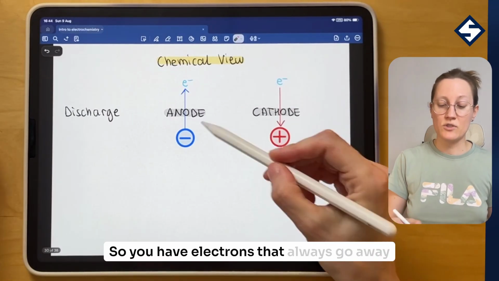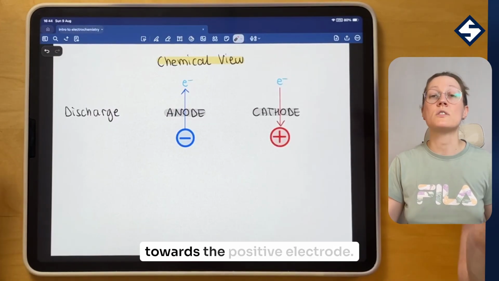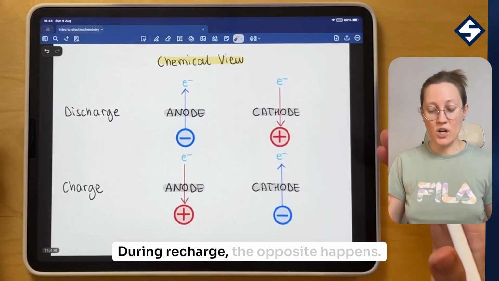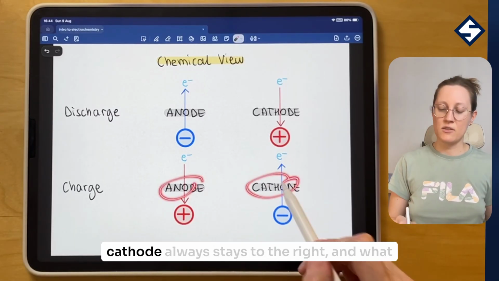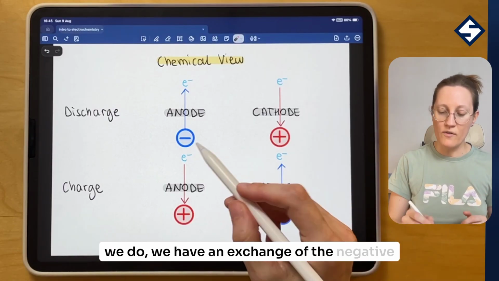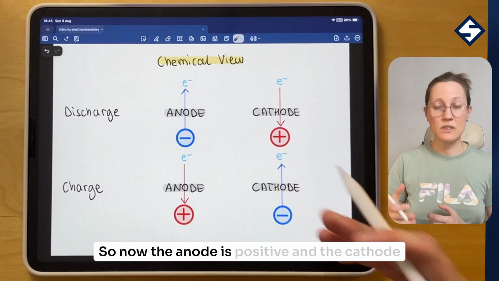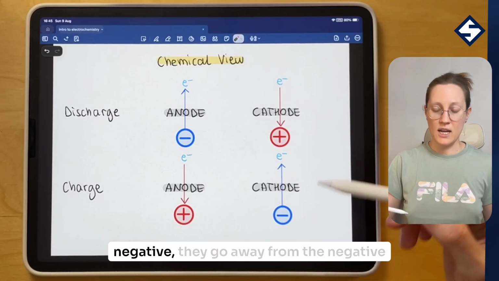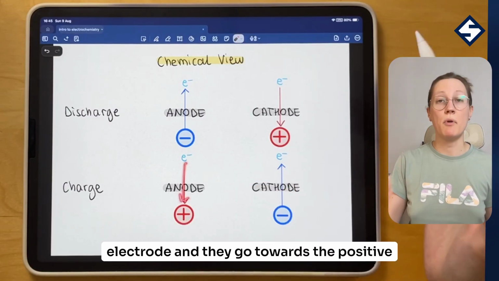So you have electrons that always go away from the negative electrode and always go towards the positive electrode. And this is during discharge. During recharge, the opposite happens. So the anode always stays to the left, the cathode always stays to the right. And what we do, we have an exchange of the negative and the positive polarities. So now the anode is positive and the cathode is negative. And as I said before, the electrons are negative. They go away from the negative electrode and they go towards the positive electrode.